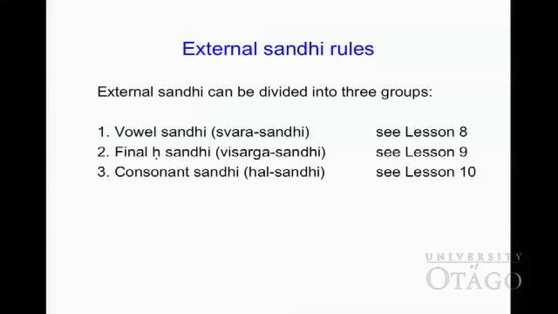External Sandhi can be divided into three groups. The first one is vowel Sandhi or Swara Sandhi. We will study it today in lesson 8. The second one is final ha Sandhi or Visarga Sandhi. We will study it in lesson 9. The last one is consonant Sandhi or Hal Sandhi. We will study it in lesson 10.